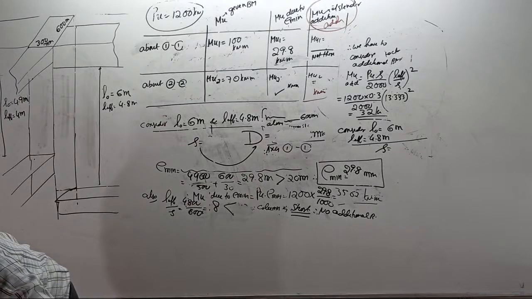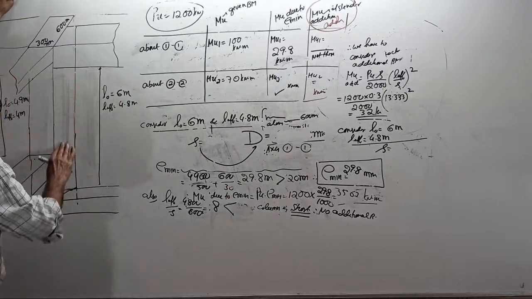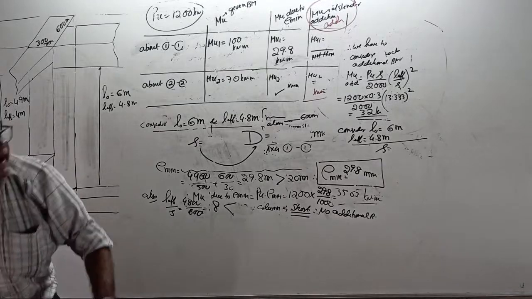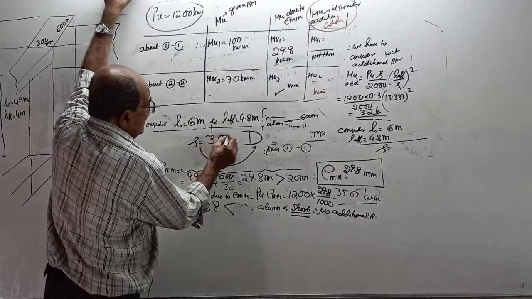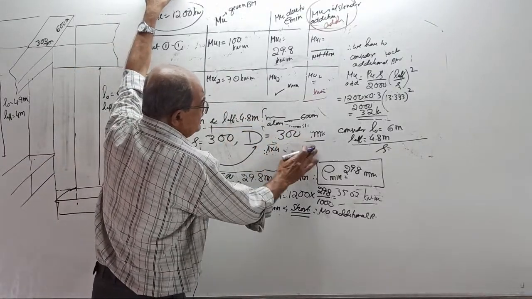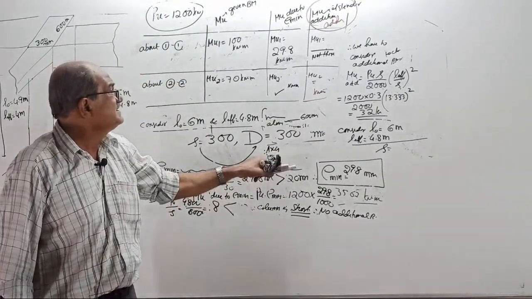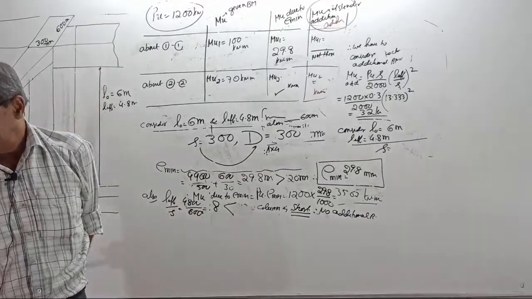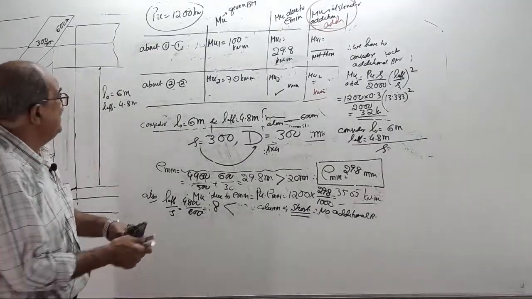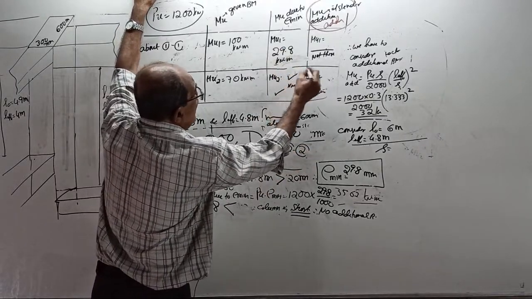When I take L0 equal to 6 meter and L effective equal to 4.8 meter, then the structural depth to be considered is how much? 300. When structural depth is 300, what is the axis to be considered? One axis over the other axis. When structural depth is 300, which is the axis? Axis is 2, 2. Therefore, now I want this value and this value.